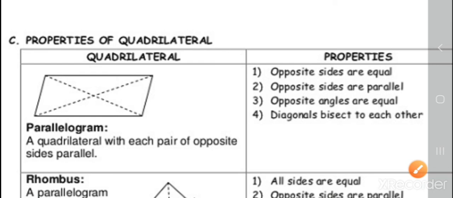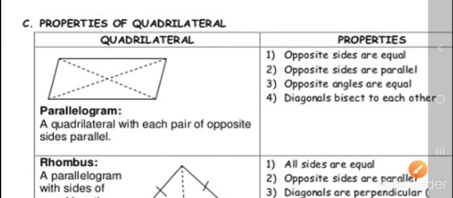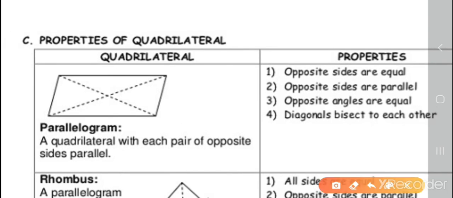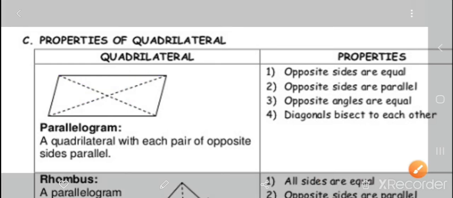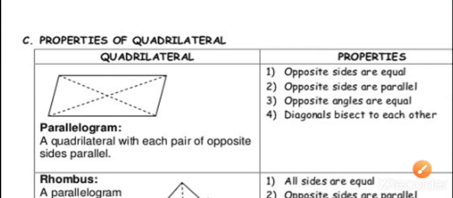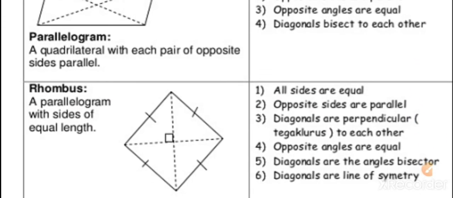Diagonals bisect each other means what, do you know, children? If this diagonal is 8 centimeters, then at the intersecting point it will bisect, each half. So it will be 4 and 4. If this totally is 6 centimeters, it will be 3 and 3. That is what it is telling. Diagonals bisect each other. Okay. Now the next is rhombus.